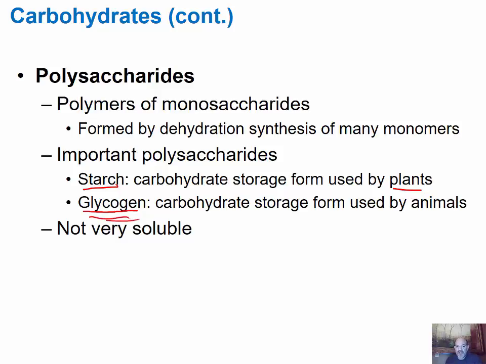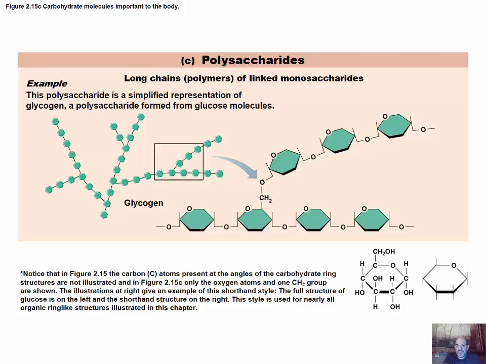Glycogen is going to have more branching, and so that's how it's stored in animals. Neither one is very soluble in water. So they do have to be broken down so they can be moved around within cells and within your bloodstream, because those fluids are water-based. Okay?